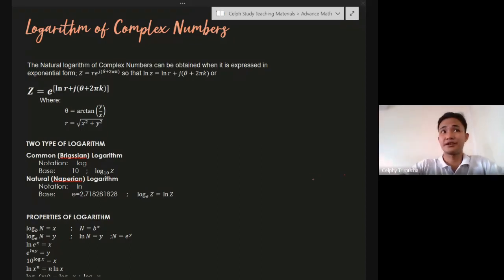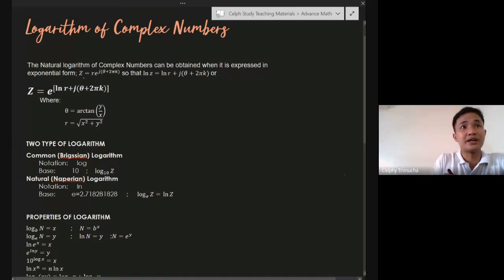So let's start. The natural logarithm, so we are taking into consideration ln or natural logarithm of complex numbers, can be obtained when it is expressed in exponential form. So if we take the logarithm of both sides of our equation, we will arrive at this format: ln z. So we have ln on the left side, then we also have ln on the right side, we will have ln r plus j theta 2 pi k.